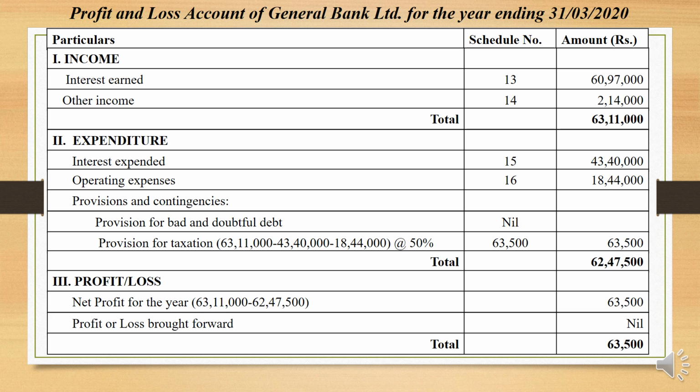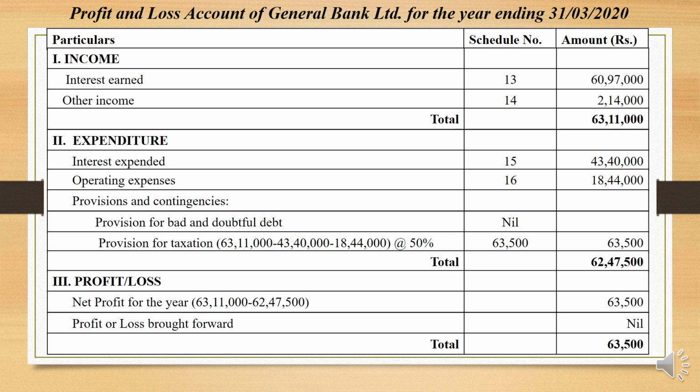that is multiplied by 50%. So here the balance is 1,27,000 and half of that is 63,500. So that is going to become a provision for taxation. Since there is no information about provision for bad and doubtful debt, we have written nil here. So after adding the provision for taxation as one of the expenses, we got a total expenses of 62,47,500. Now from 63,11,000, if you deduct the expenses of 62,47,500, we will get the net profit of the current year, so that is 63,500.